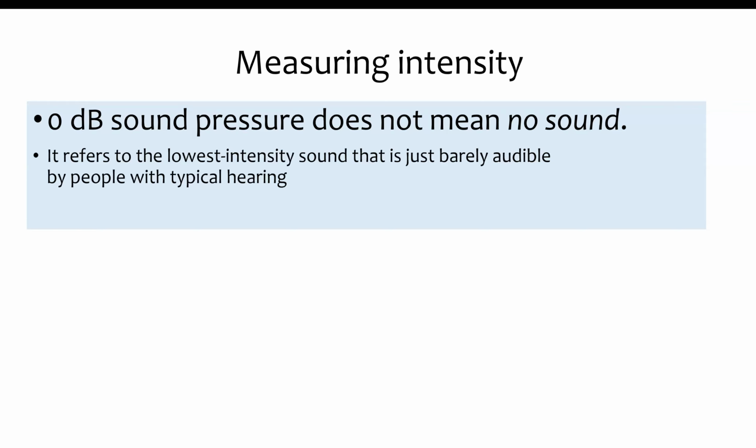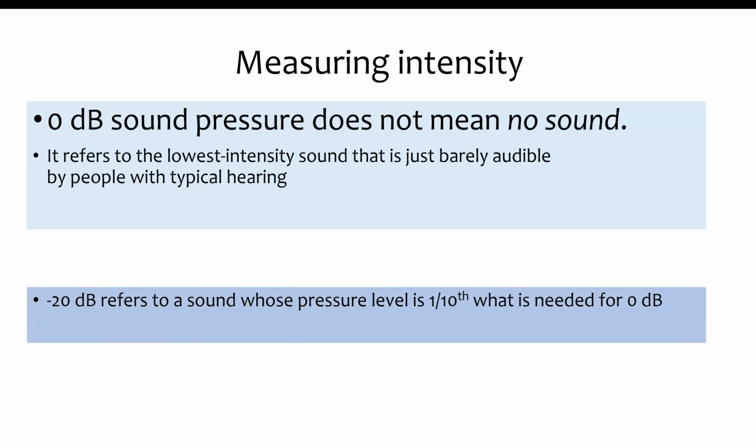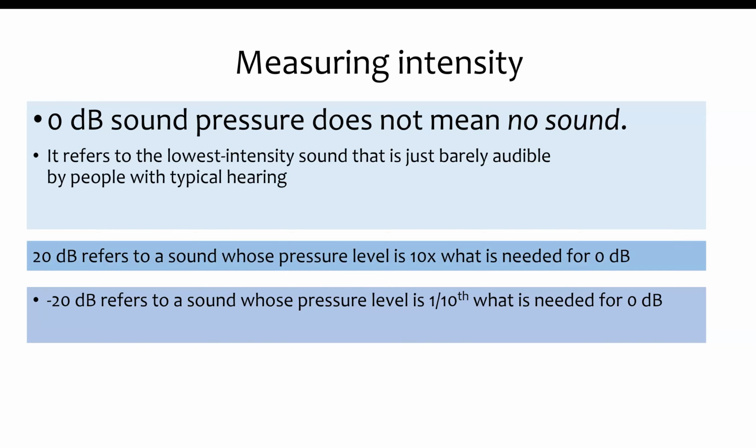0 dB sound pressure doesn't mean no sound. It means the lowest intensity of sound that is just audible by people with typical hearing. This is what we'd call a threshold. And as it turns out, changes in decibels can go down below 0. So negative 20 decibels refers to a sound whose pressure level is 1/10 what we would need for 0 decibels. And some people can actually hear those sounds. Conversely, 20 decibels in the positive direction refers to a sound whose pressure level is 10 times what we need for 0 decibels. So again, notice that we're thinking in proportions because we're multiplying by 10 or dividing by 10 as opposed to adding and subtracting.